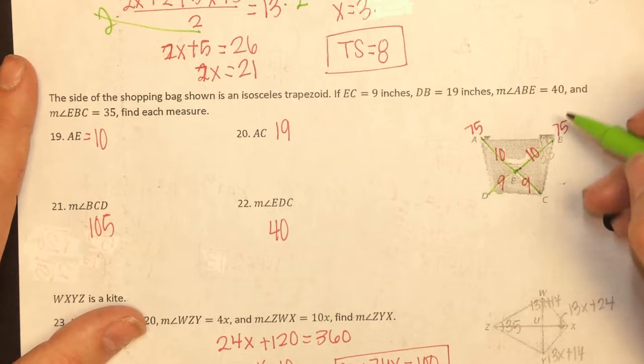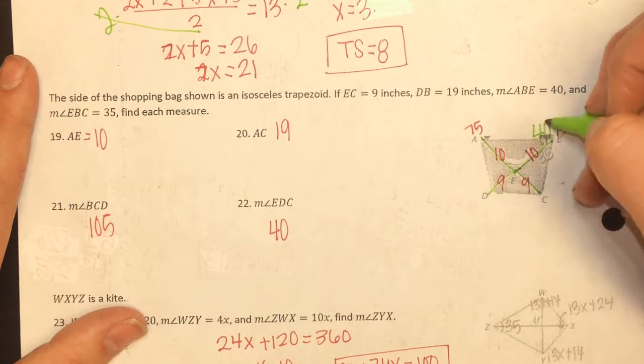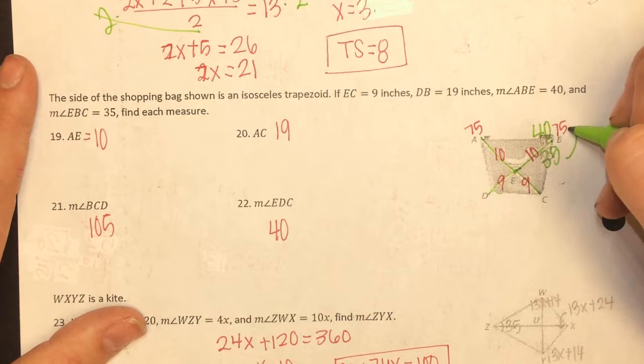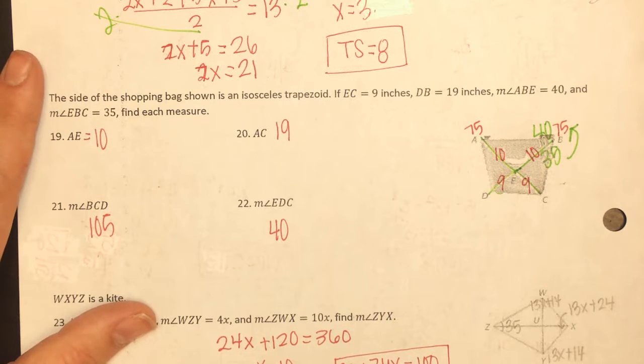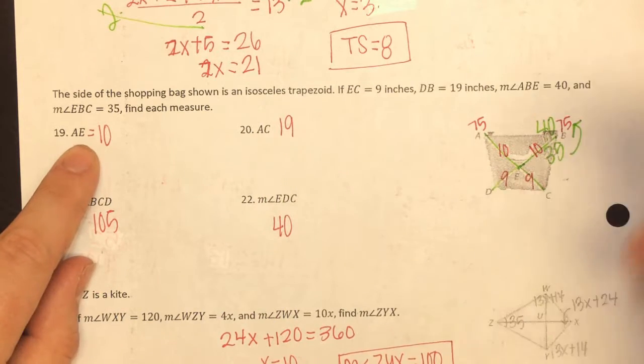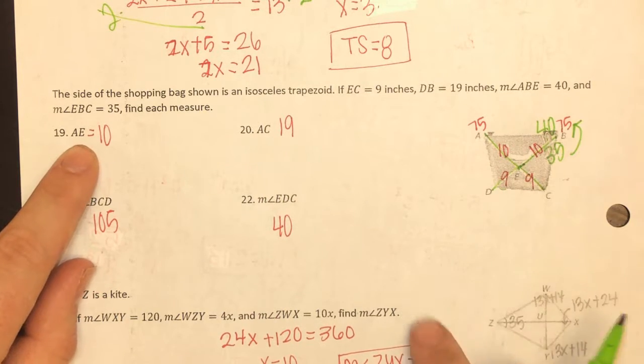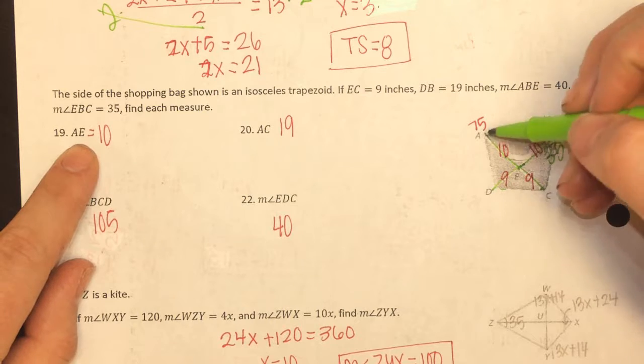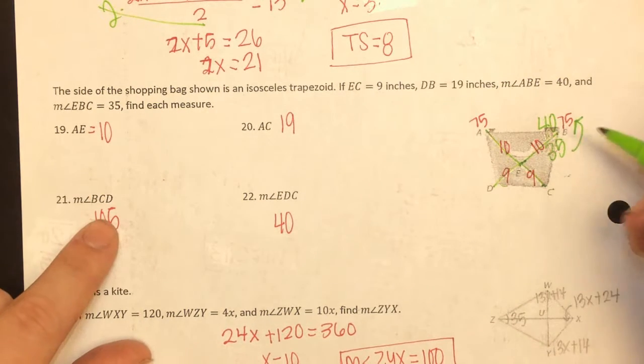And then they gave us two individual angles. They said that this one's 40 and this one's 35, which combines to give you 75. So from there, let's just fill in everything we know. AE, well, if this is 10, then that is 10. AC, well, 10 plus 9 is 19.